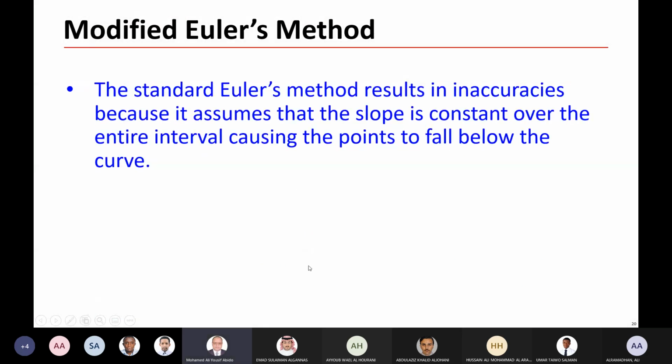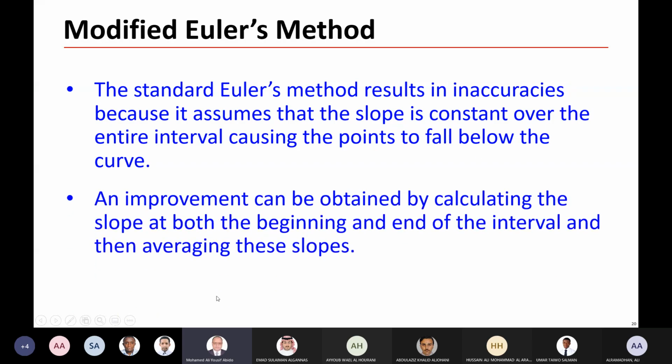The standard Euler method results in inaccuracies because it assumes that the slope is constant over the entire interval, causing the points to fall below the curve. This is already discussed. An improvement can be obtained by calculating the slope at both the beginning of the interval and the end of the interval, and we can get the average.